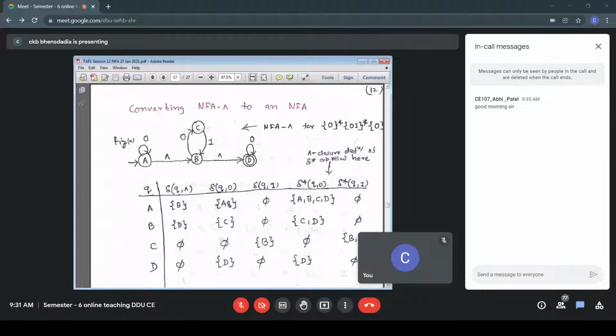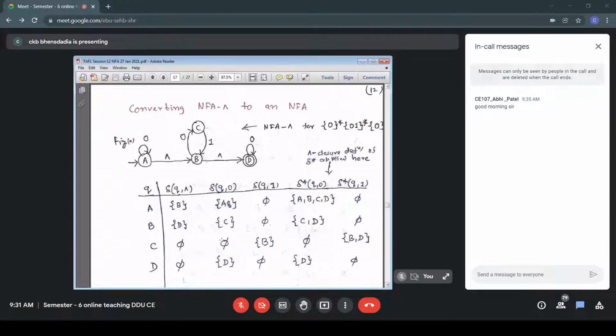So we continue. We have seen in the previous lecture advantages of NFA-null or NFA. Now we look at converting NFA-null to an NFA. Any NFA-null can be converted into an equivalent NFA. When we say equivalent, it means both of them accept the same language.